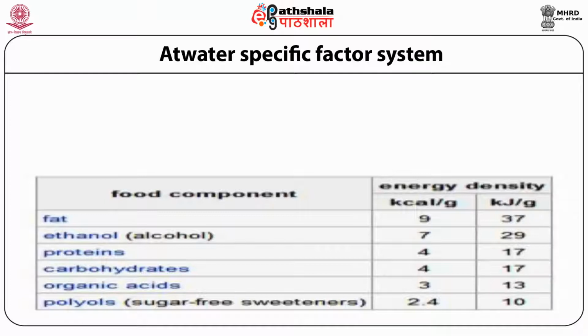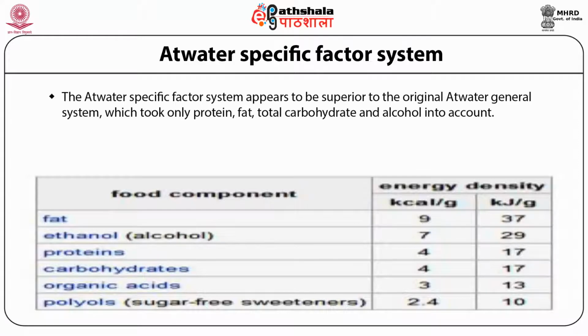Fiber is assumed to be 70% fermentable. The energy generated by fermentation is lost in the form of gas, while some of it is incorporated in colonic bacteria and goes into feces. General factors are also used for alcohols and organic acids. The next is the Atwater specific factor system.